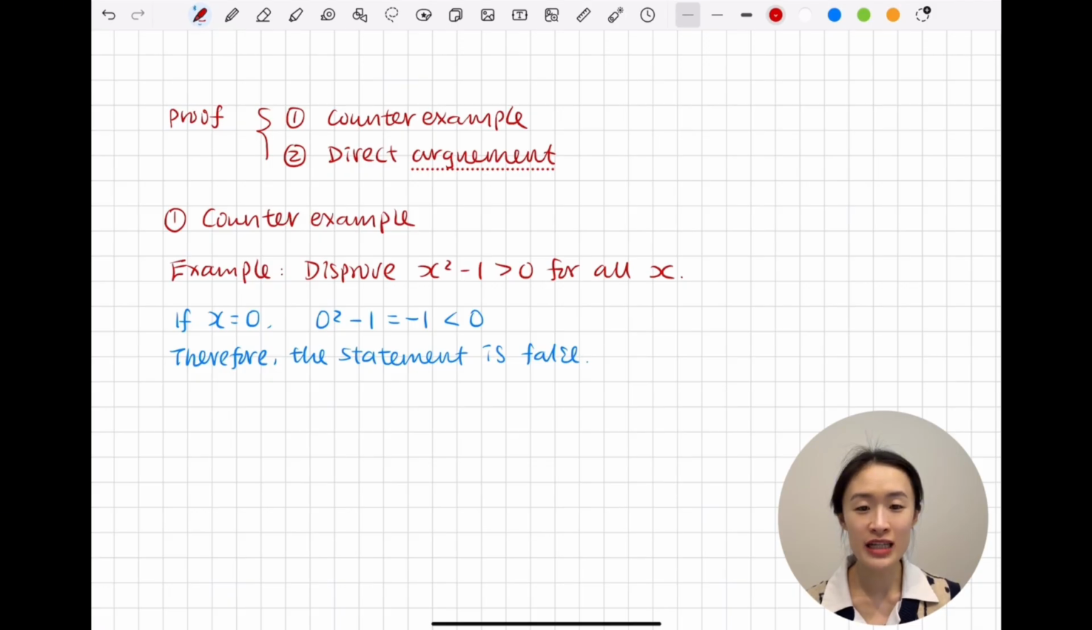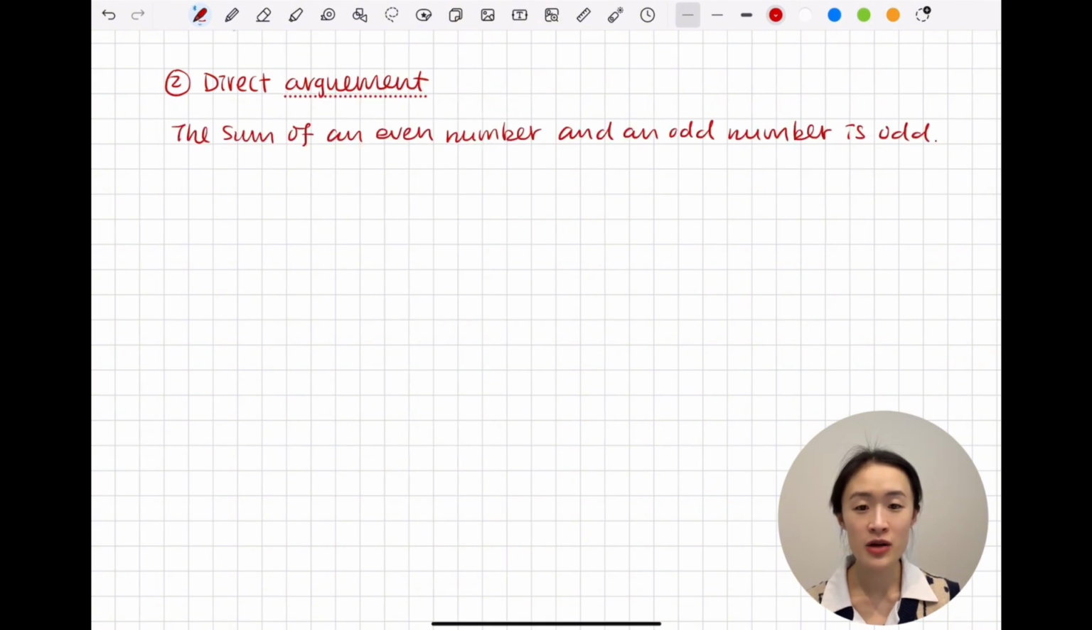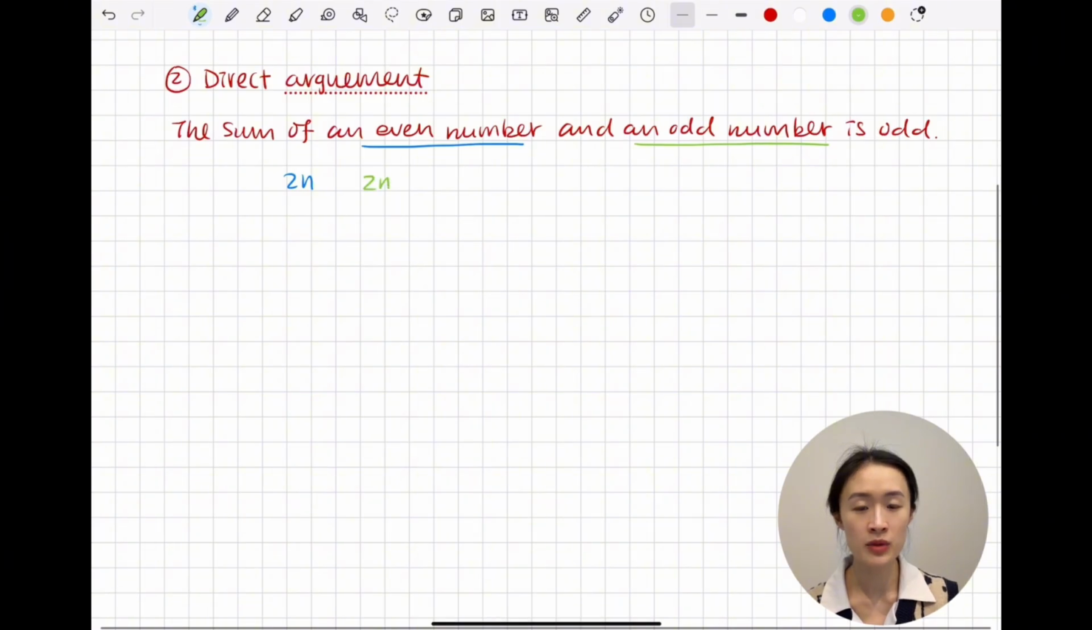Okay, so now moving on to the next one, where we needed to prove using direct argument. In the question, it says the sum of an even number and an odd number is odd. So an even number, we know we can write it as a multiple of 2, so 2n. An odd number is 1 more than an even number, which is 2m plus 1.